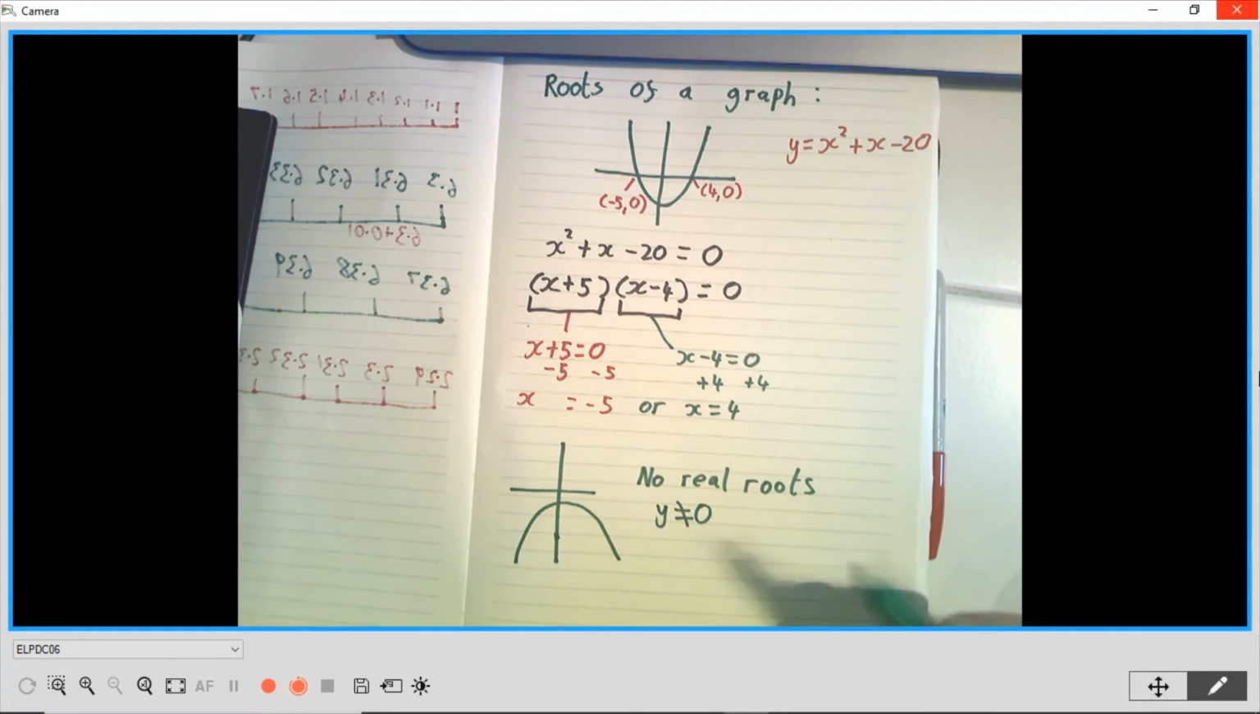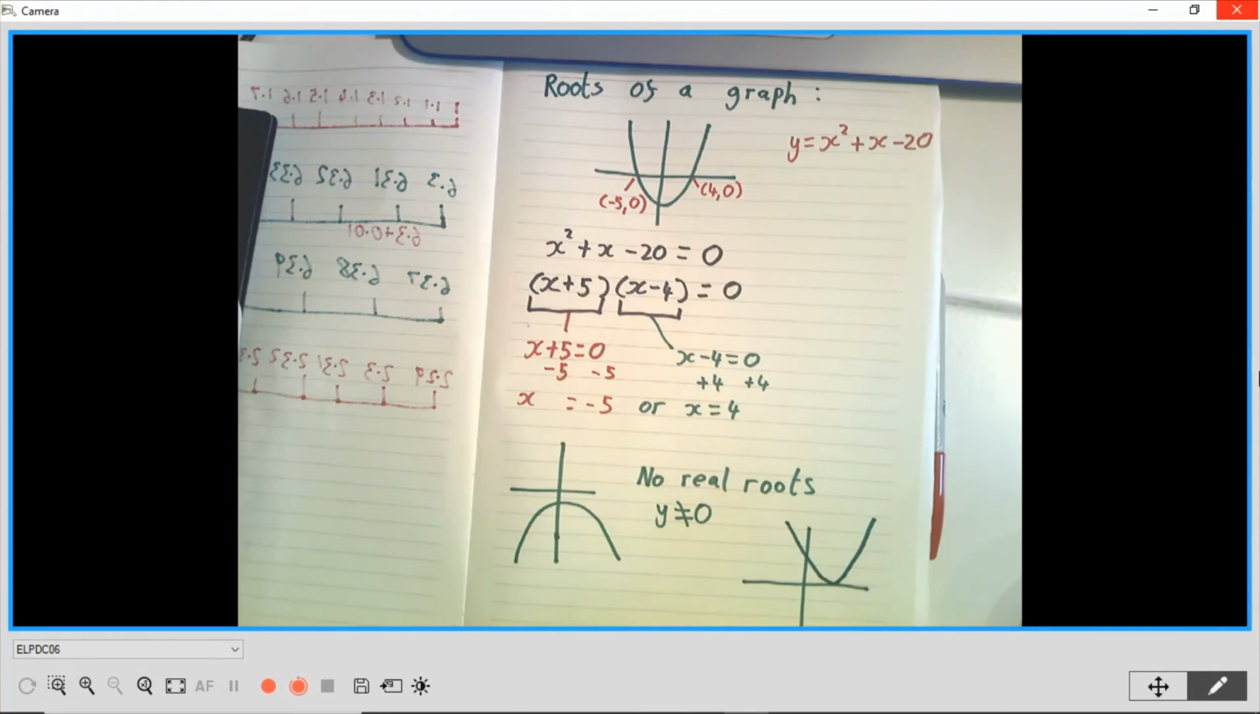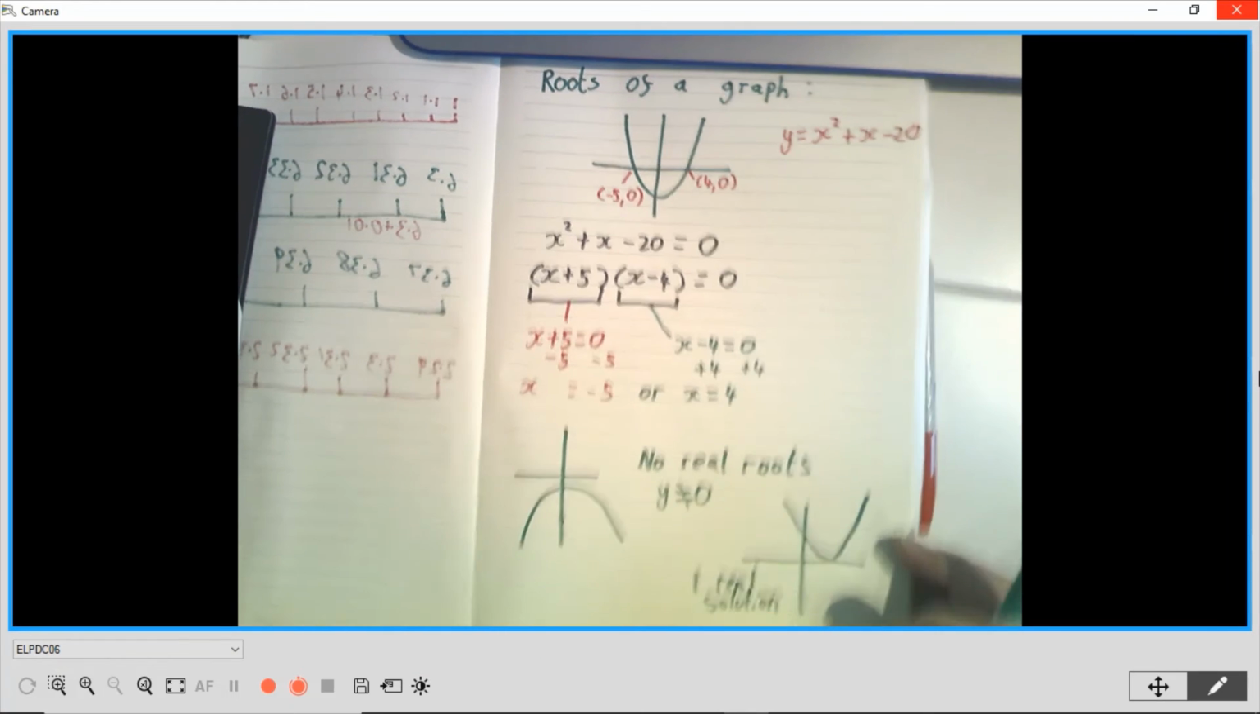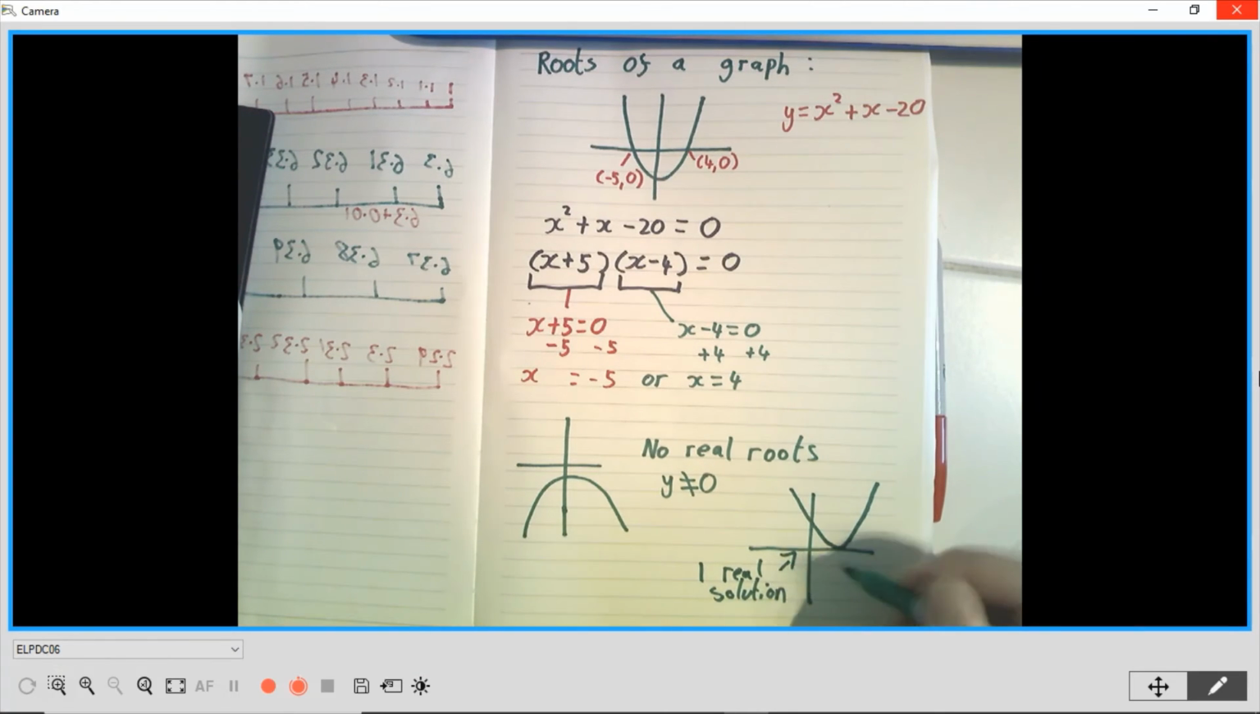There's another kind of graph we might consider. A graph that looks like this. How many times does this cross the x-axis? Well, if I've drawn this right, it crosses at exactly 1 point. So this would be a quadratic, and this graph has one real solution. I'll write this down here. We've got one real solution. In this situation, this graph just kisses the x-axis at just one particular point.